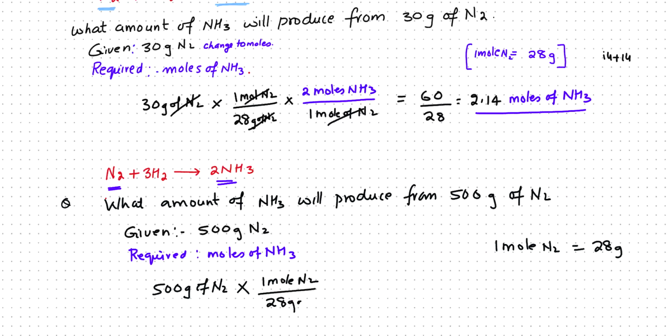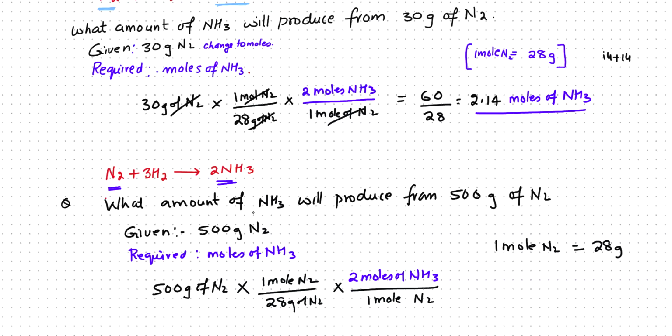Now times mole ratio. So what is the mole ratio? Moles of ammonia we have to find. So 2 moles of ammonia requires 1 mole of nitrogen. This is the mole ratio. So whatever is asked, we write at the top. So we have to find moles of ammonia. So first we write 2 moles of ammonia requires 1 mole of nitrogen.